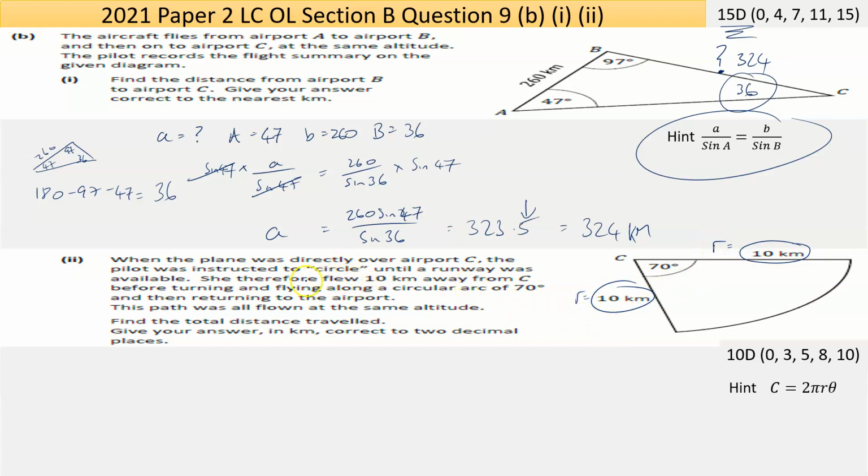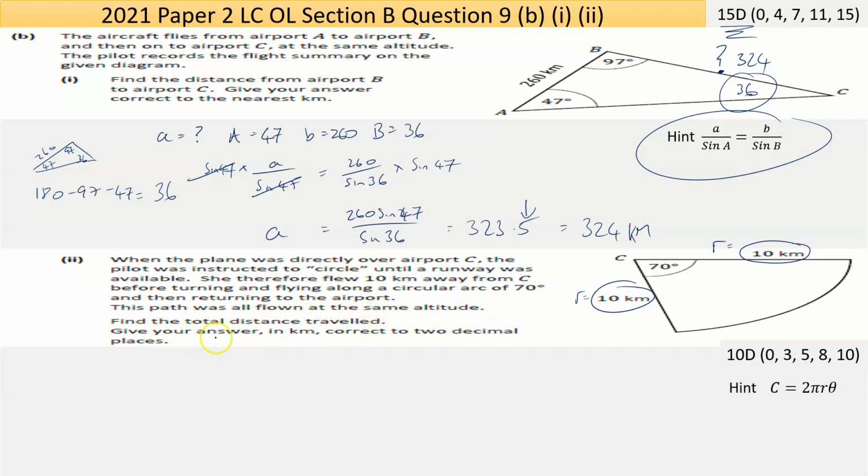Now, let's read the question. She therefore flew 10 kilometers away from C before turning and flying along a circular arc of 70 degrees. So the plane turned and flew along this arc here. Then returning to the airport, this path was all flown at the same altitude. So again, there's no angles going on here. Just covering themselves.